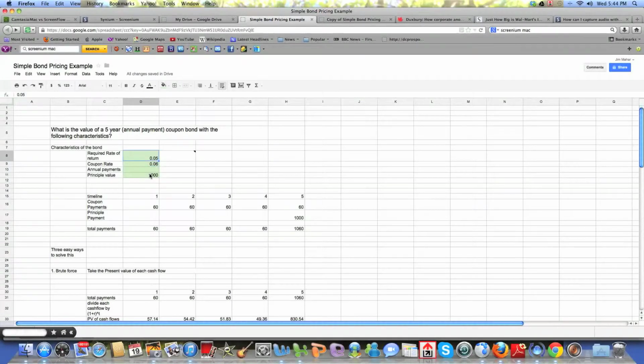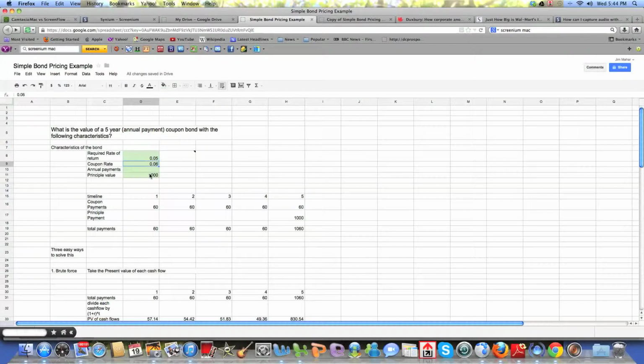A couple things, common sense wise: if the required return is lower than the coupon rate, the bond will sell at a premium. If the required rate of return is higher than the coupon rate, it will sell at a discount. I call that the common sense test. It's always a good way to check to see if you're going in the right direction.